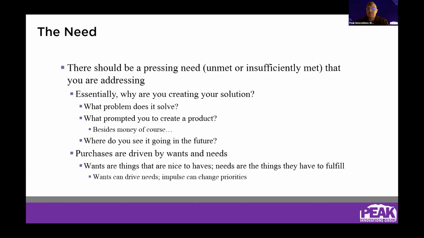Does it save time? Does it save energy? Is it cost savings? What is it that is actually going, okay, well, this is what happens here, and this is how I can fix that. And so when you're thinking about that need and how you're going to define who benefits from that need being solved, which again is your customer, really just think back to what prompted you to create this product.